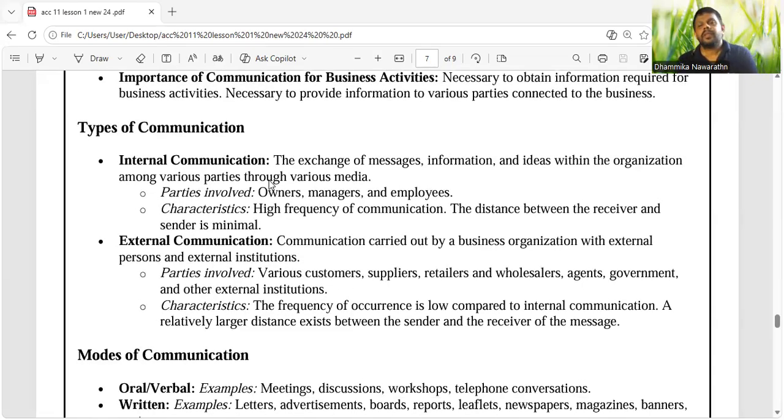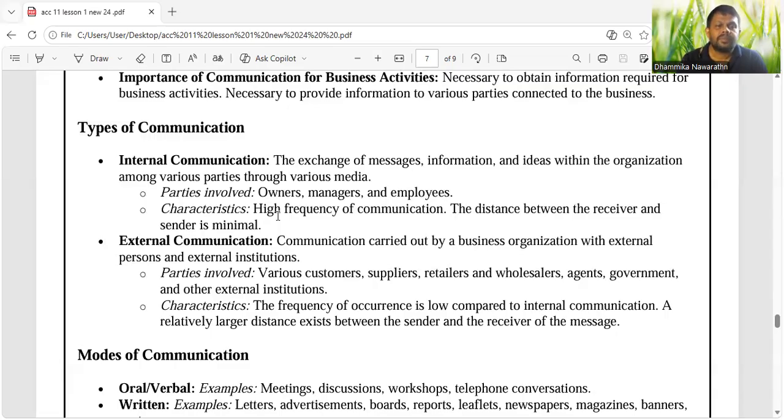Then, the types of communication: internal communication and external communication. Internal communication is when information, ideas, and messages are exchanged throughout the organization. And if you do these things with external personnel and external institutions, we call it external communication.